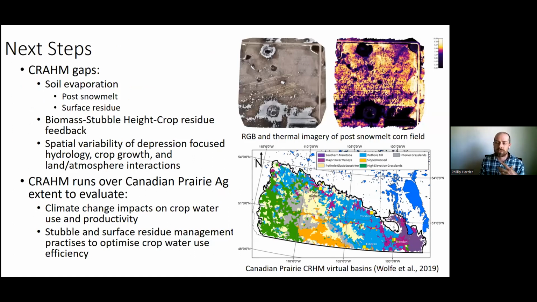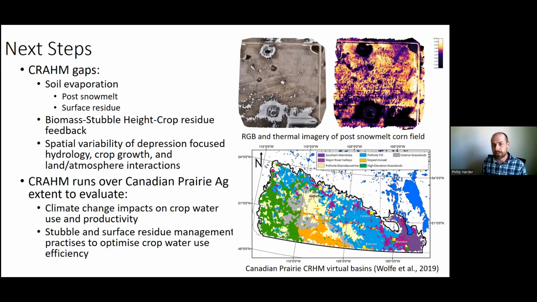And with this, the next steps we're going to take are, first off, we need to start doing better at soil evaporation post snowmelt and accounting for residue differences. We need to start looking at biomass, stubble height, and crop residue feedbacks. So we had a drought last year and there was not a lot of biomass produced. Therefore, we can't have tall stubble heights to get us through in terms of the snow retention. We also need to start thinking about the spatial variability of depression-focused hydrology.